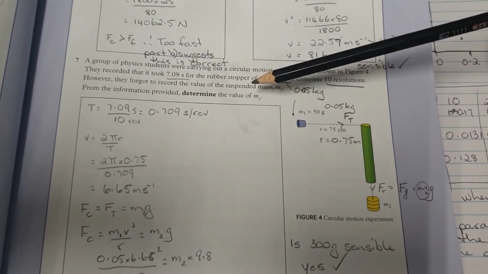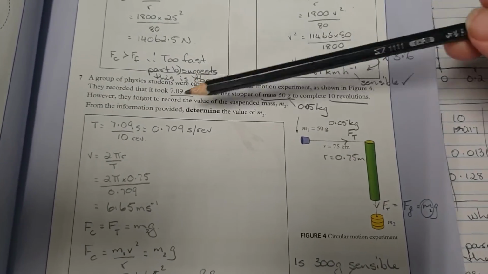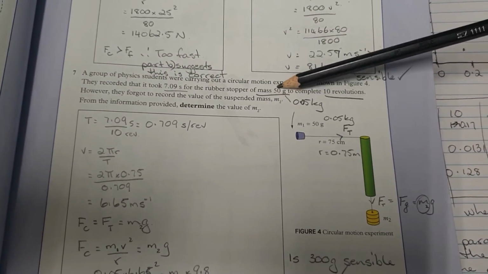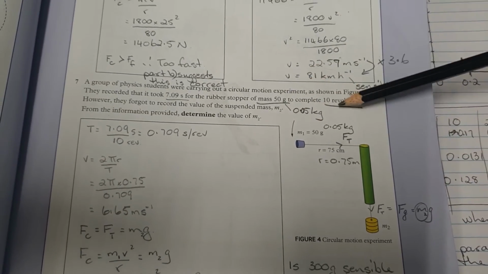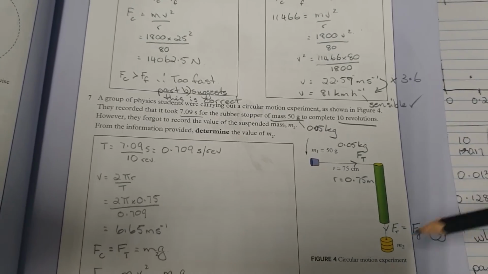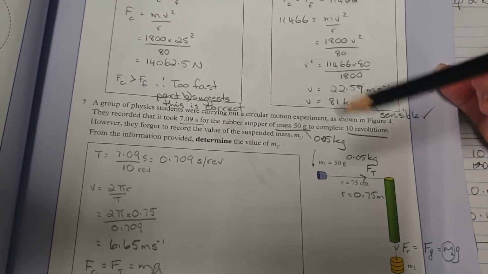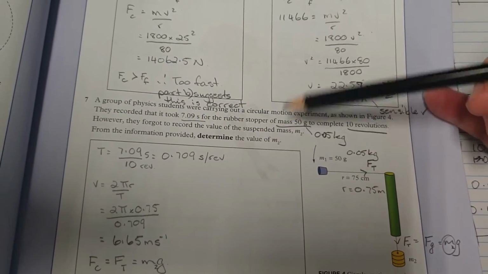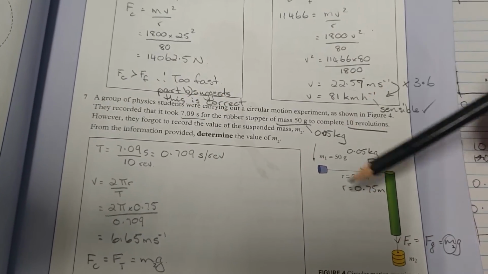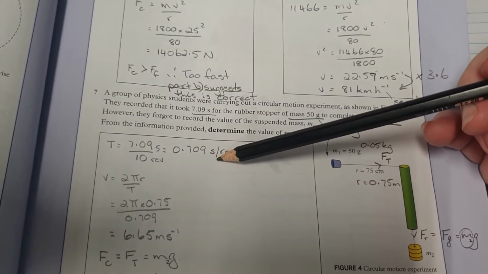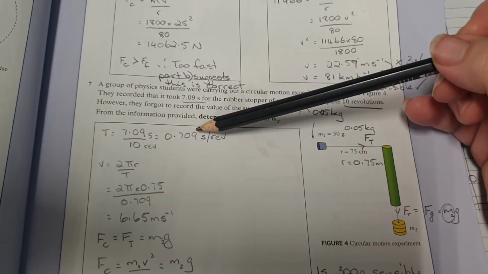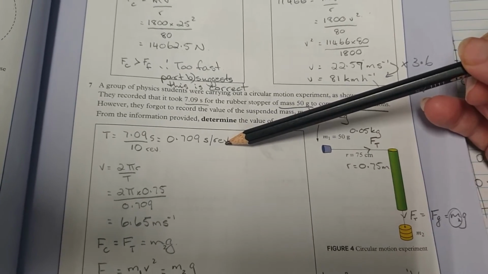Right, this is the experiment that we conducted one afternoon, or tried to conduct. 7.09 seconds for the rubber stopper of mass 50 grams, convert that to kilograms, to do 10 revolutions. But they've forgotten to record the suspended mass. Determine this mass. So we know it's 7.09 seconds to do 10 revolutions. So that means the period, 7.09 seconds to do 10 revolutions, 0.709 seconds per revolution.